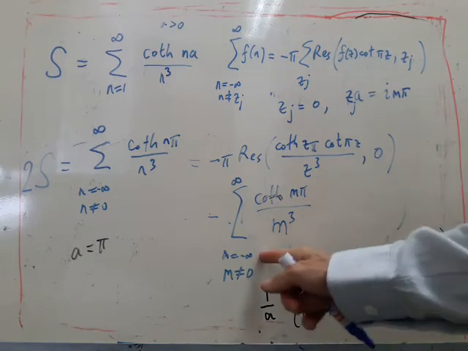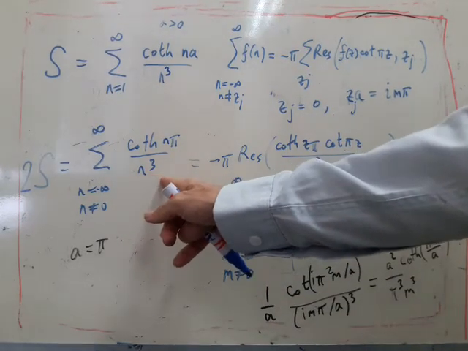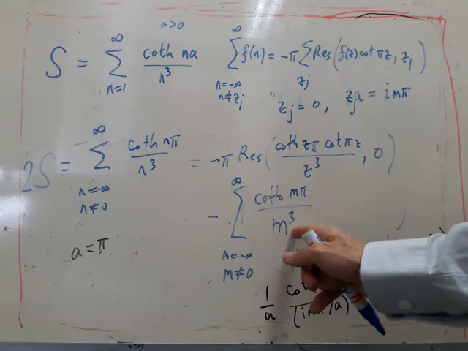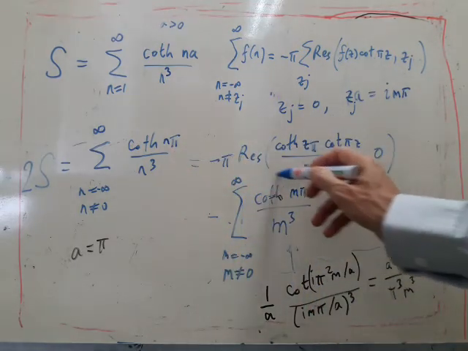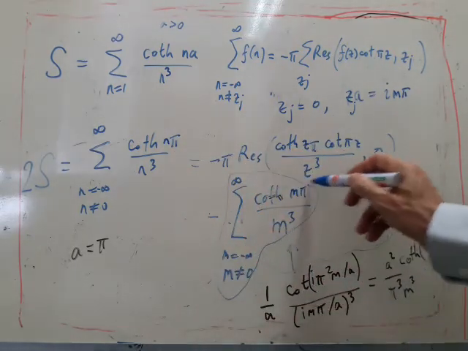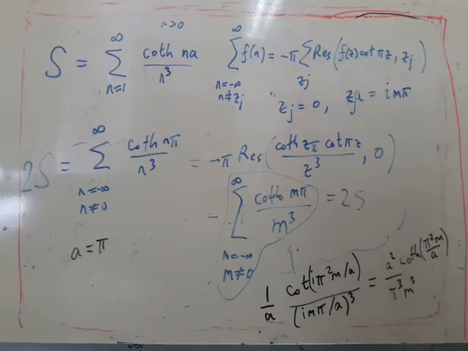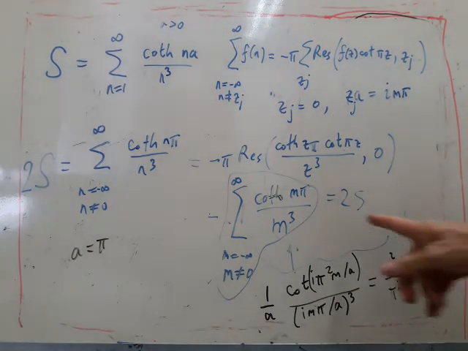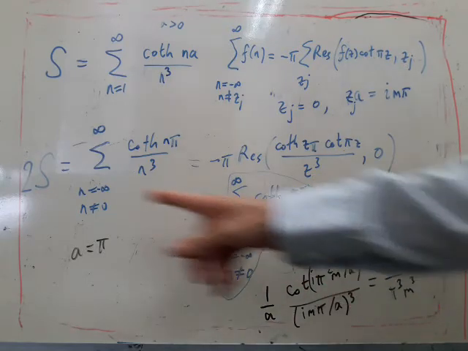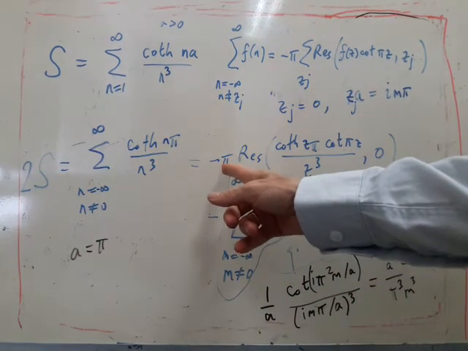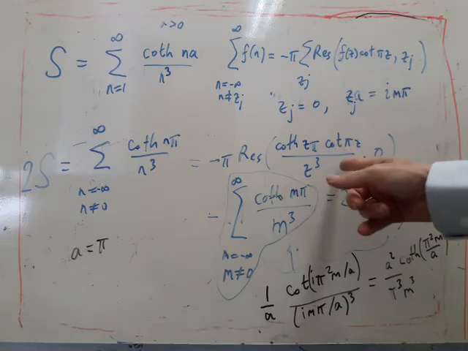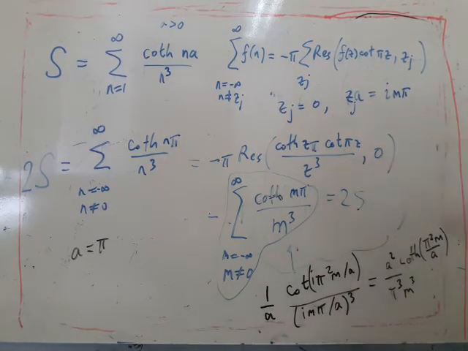This thing here is the same as this thing, except that I've got m instead of n. So all of this thing here is precisely 2S. So now we're almost done. I can move this over to this side, and we've got 4S equals minus pi times the residue of this thing, just evaluated at z equals 0.